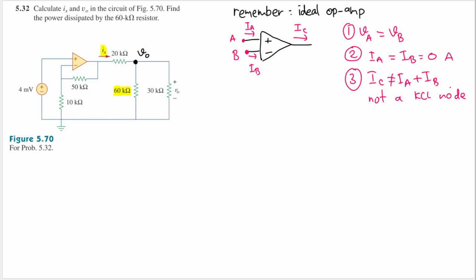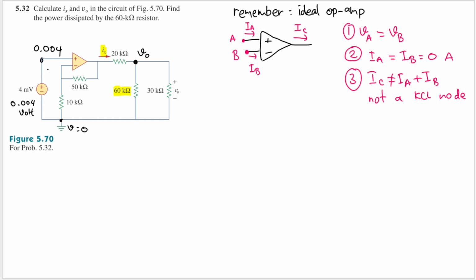Okay, and let's see what we can get from here. We have 4 millivolt here, or we can convert it into volt. So I will have 0.004 volt, right? This is 4 millivolt from the ground. The ground is here, so the voltage here will be 0. And so the voltage connected to the positive terminal is also 0.004, right?